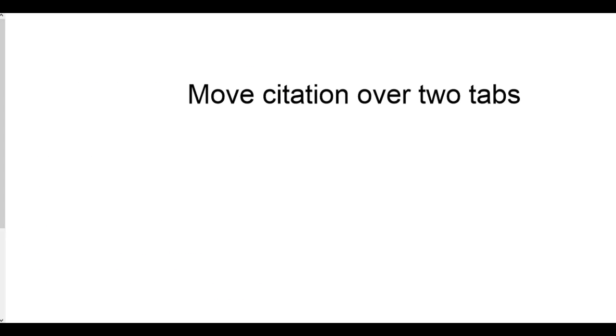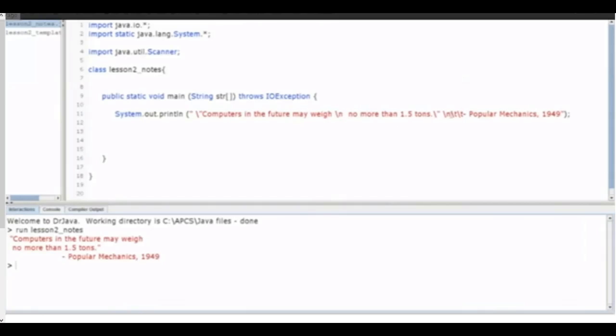So I want you to move the citation, the Popular Mechanics, over 2 tab marks underneath. So to accomplish this, we put in a \t and a \t right after the \n and right before the hyphen, and that will move the Popular Mechanics in 2 tabs. So that formats it for us. It's a lot better than using the space bar. You know, a lot of you probably ended up using the space bar to get your name in the center. And even then, that's kind of tricky sometimes.